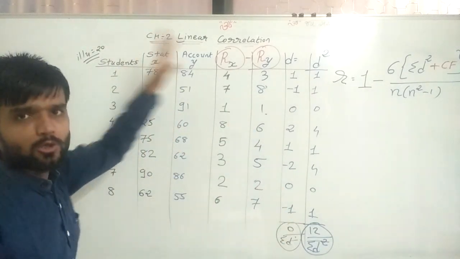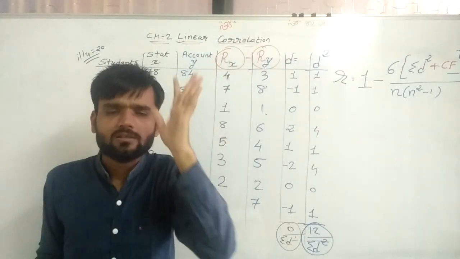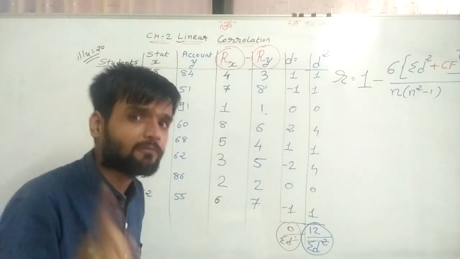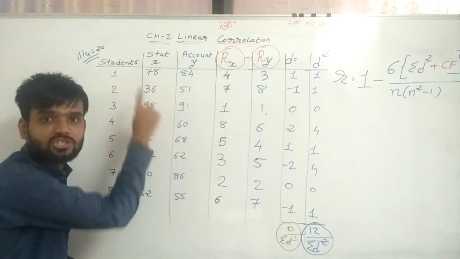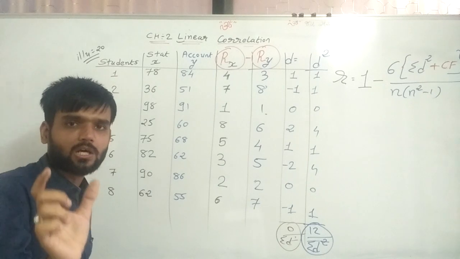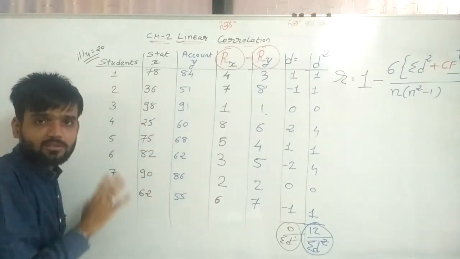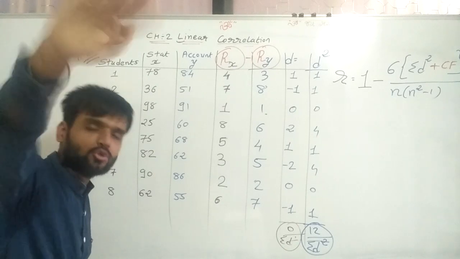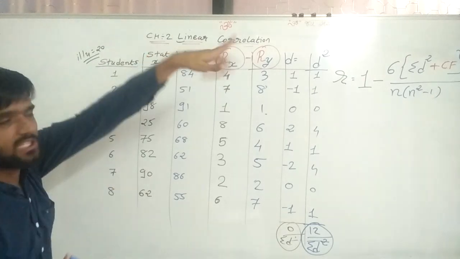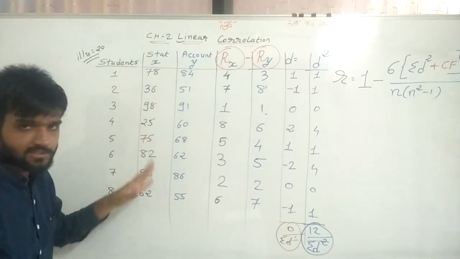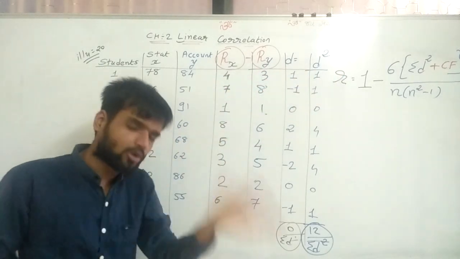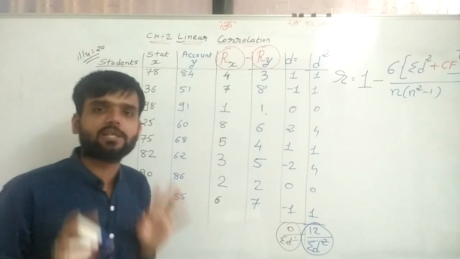In the whole calculation, CF is not there, so CF is 0. CF arises when the same marks or same values are given in a particular subject. Here marks are given, so if marks are the same, then CF arises. Here in both accounts and statistics, there are no same marks, and that's why CF is 0. We will discuss it later.